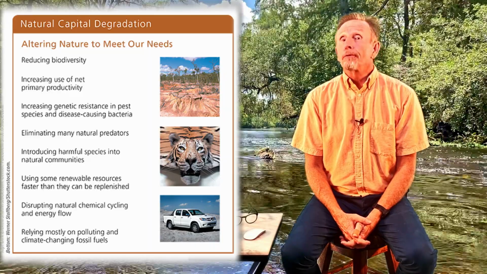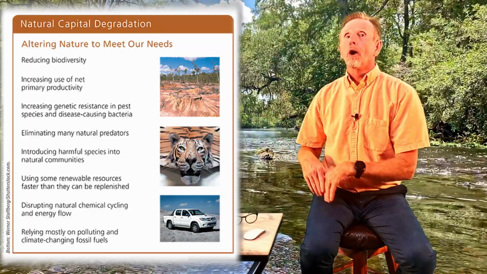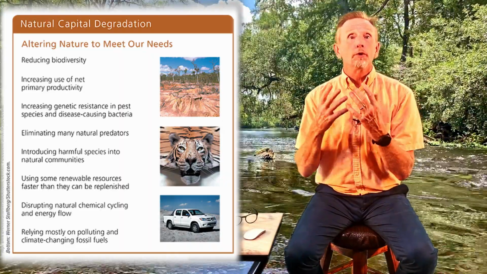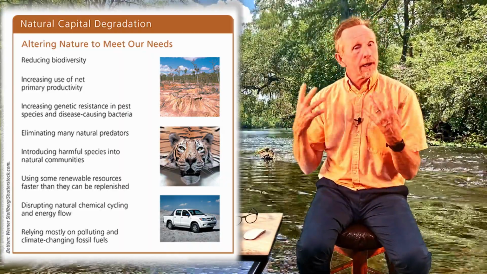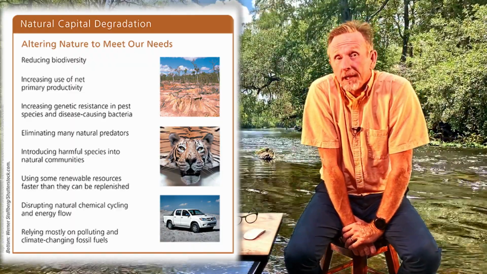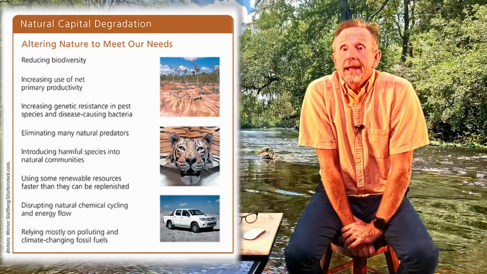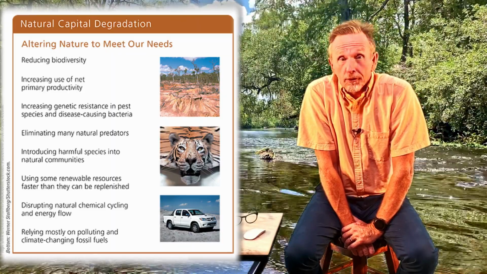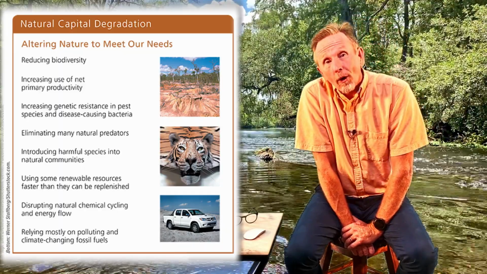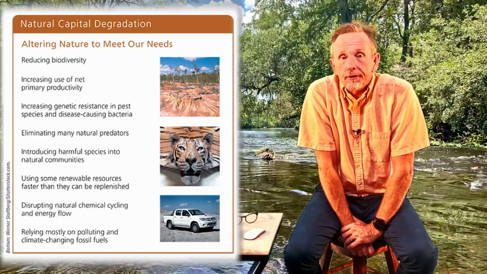We've introduced a lot of harmful species into natural communities. Whether we brought kudzu from China, or we brought the air potato from Africa, or we brought certain insects or beetles, or released boa constrictors into the Everglades, all kinds of ways that we brought harmful species into some other communities where they didn't used to be. We're using some renewable resources faster than they can be replenished. Logging in some places. We're cutting down forests faster than we can replace them. We're digging ore out of the ground faster than the earth can replace it at our current uses.